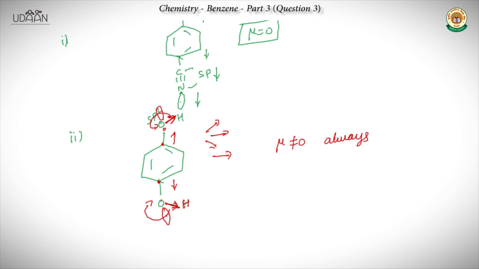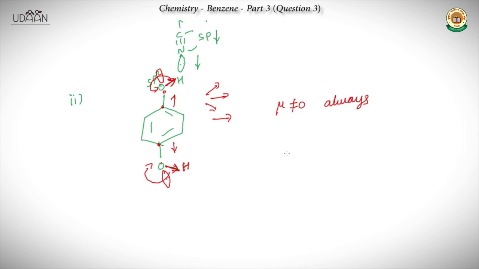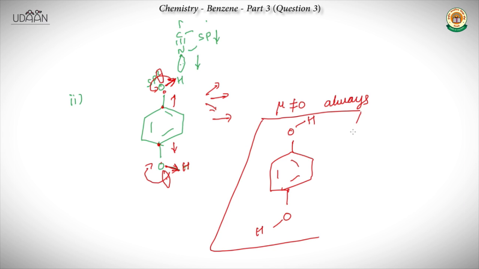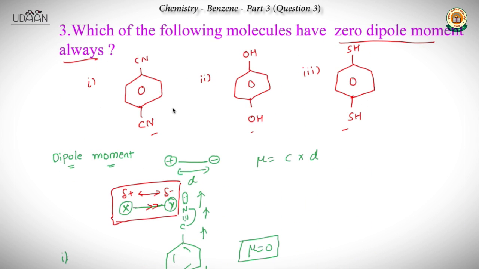But there is one conformation where the dipole moment can be 0, and that is when this H and this H are in opposite directions. That is, if you take this benzene plane and this OH bond shows a dipole moment in this direction and this one in this direction, they will cancel away. And only in one conformation do we have dipole moment 0. So for the given question, the answer would be only 1.